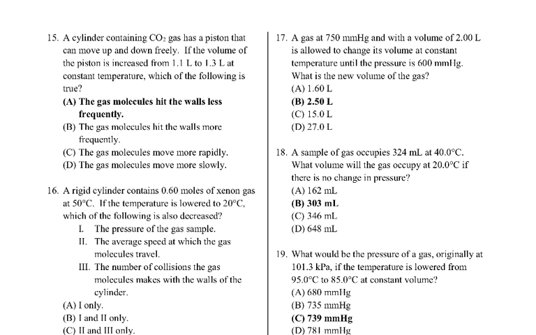Okay, a cylinder containing CO2 gas has a piston that can move up and down freely. If the volume of the piston is increased from 1.1 to 1.3 at constant temperature, which is true? Okay, so we are going to increase the volume, so therefore the pressure is going to be a little bit less. Now this is because the temperature is not being allowed to change. So we're looking for something where the pressure is going to be less.